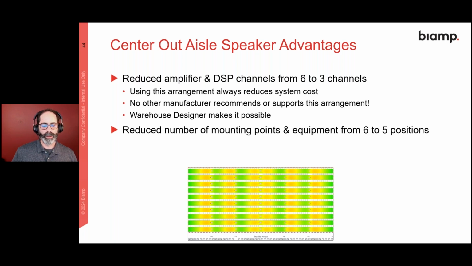Okay, so what are our advantages of doing it from the middle? We reduce the number of channels from 6 to 3. We reduce the amount of mounting points, actually from 6 to 5 locations along each of the aisles, right? So it's actually a little less wire and a little less work to put in.